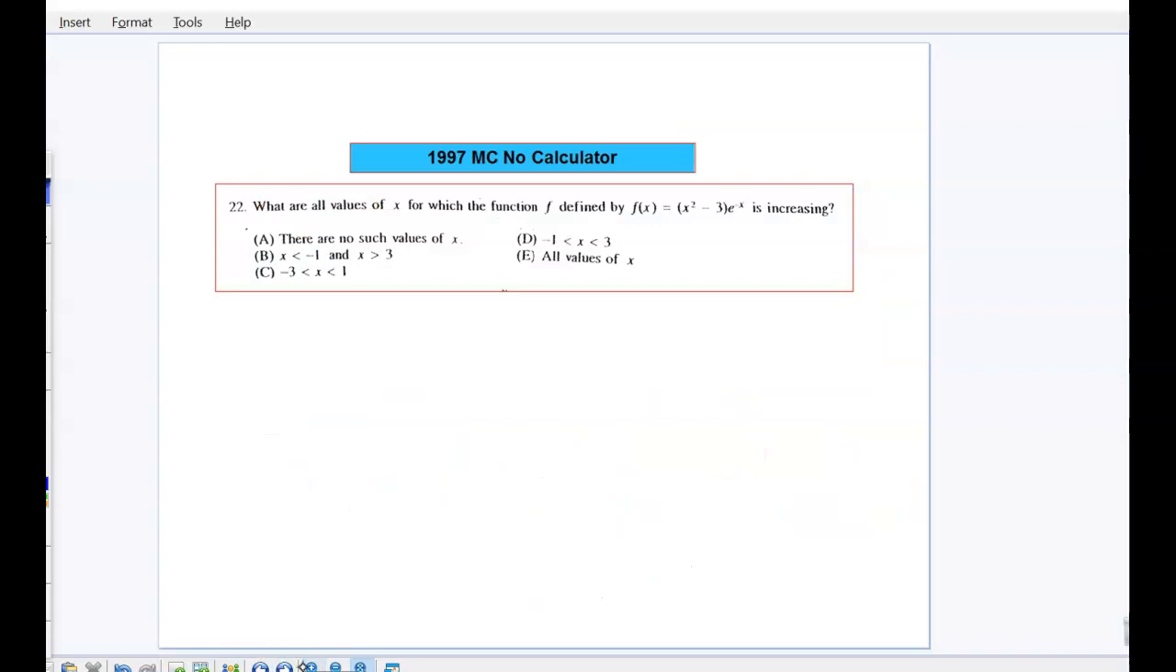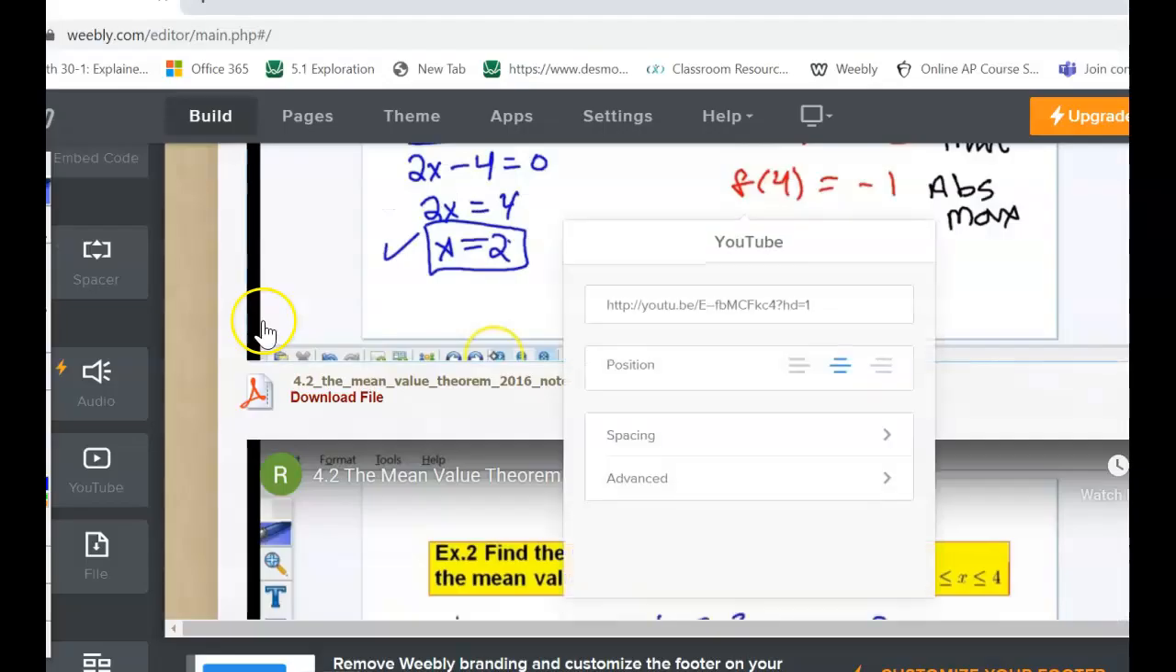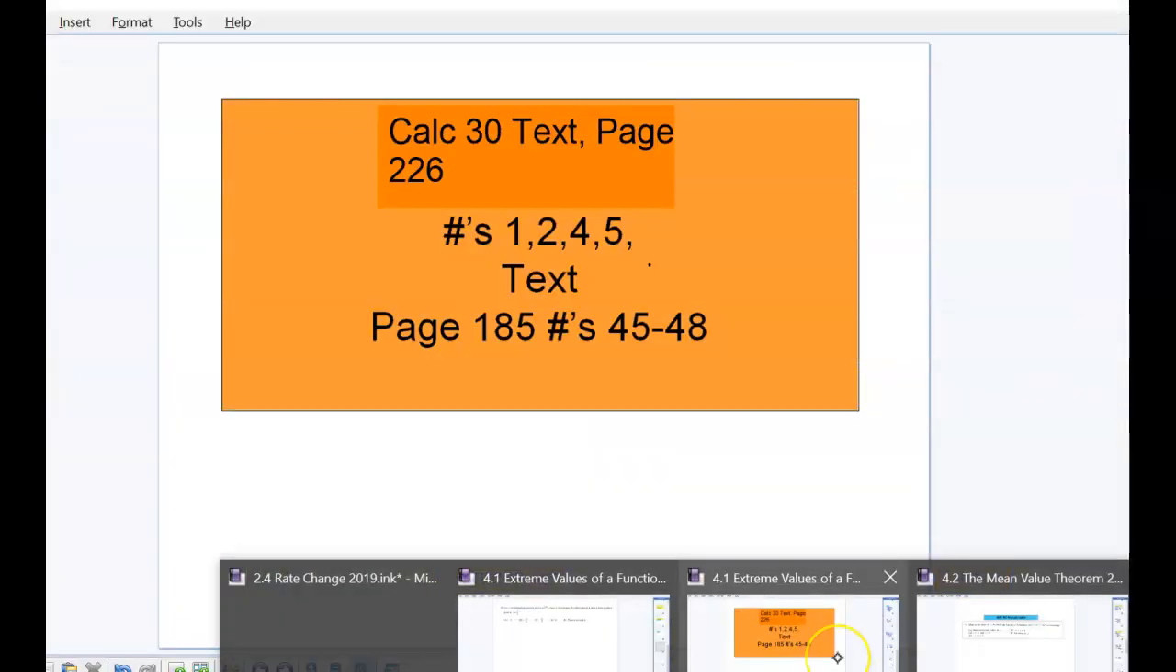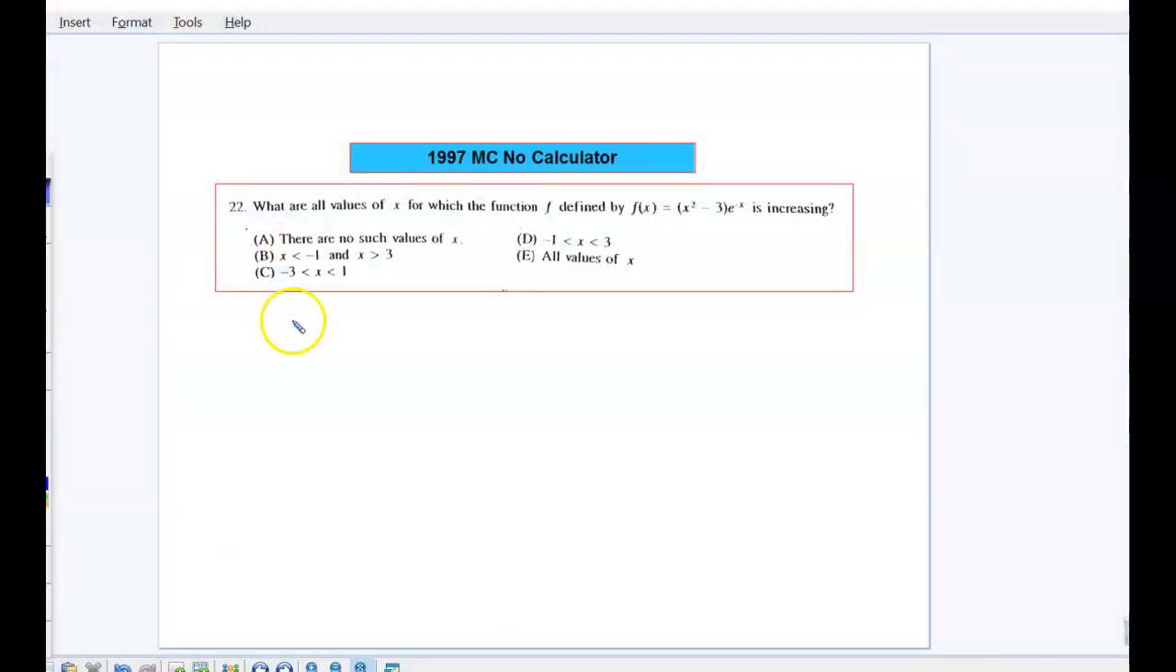Okay, this is another good example, but now they're giving us the function, and in our function, we are told that the function is equal to x squared minus 3 times e to the negative x. It's kind of hard to read on the screen. So we want to figure out where the function is increasing. So the first thing I need to do is take the derivative using the product rule.